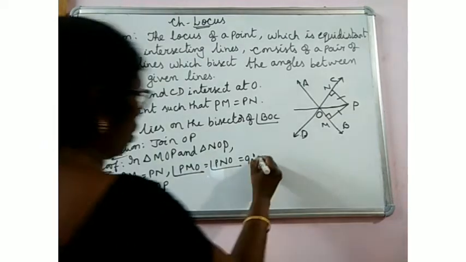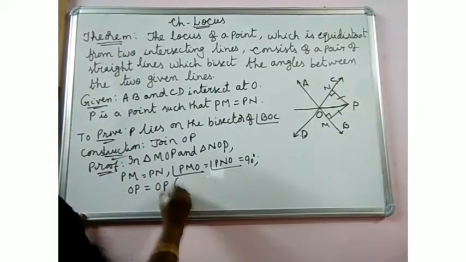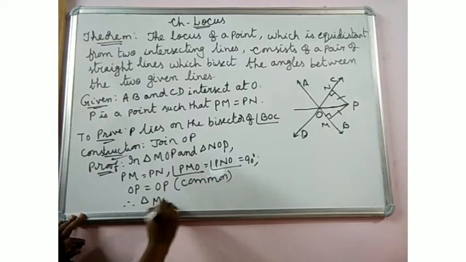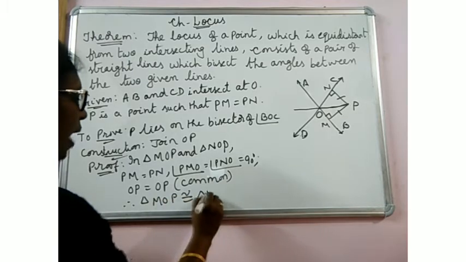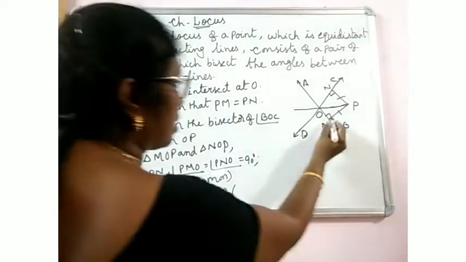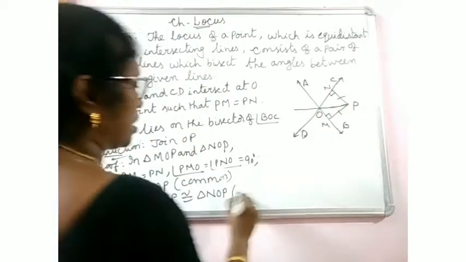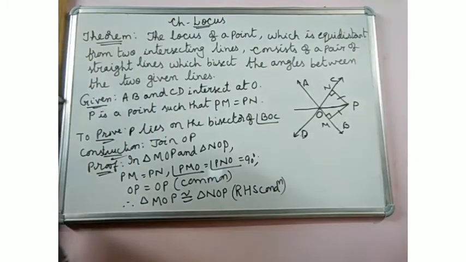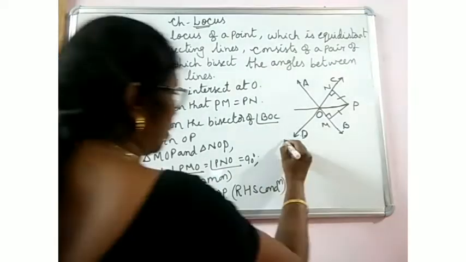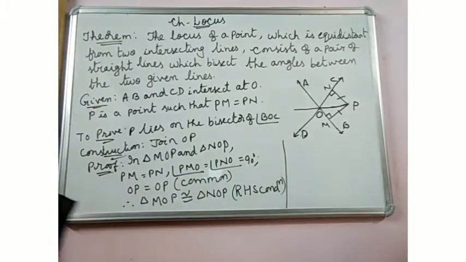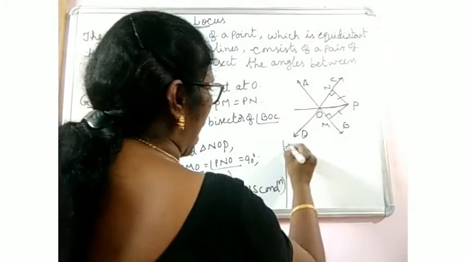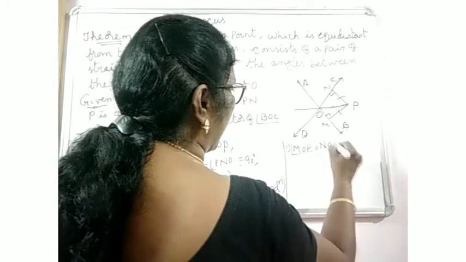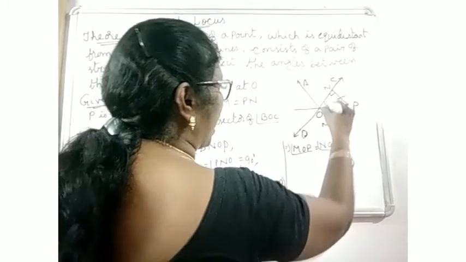OP is equal to OP, that is the common side. Therefore, triangle MOP is congruent to triangle NOP under what condition? Right angle, hypotenuse, side. Under the RHS condition, these two triangles are congruent. And once they are congruent, we know that by CPCT, the remaining parts are equal. That implies angle MOP is equal to angle NOP. That means these two angles are equal.